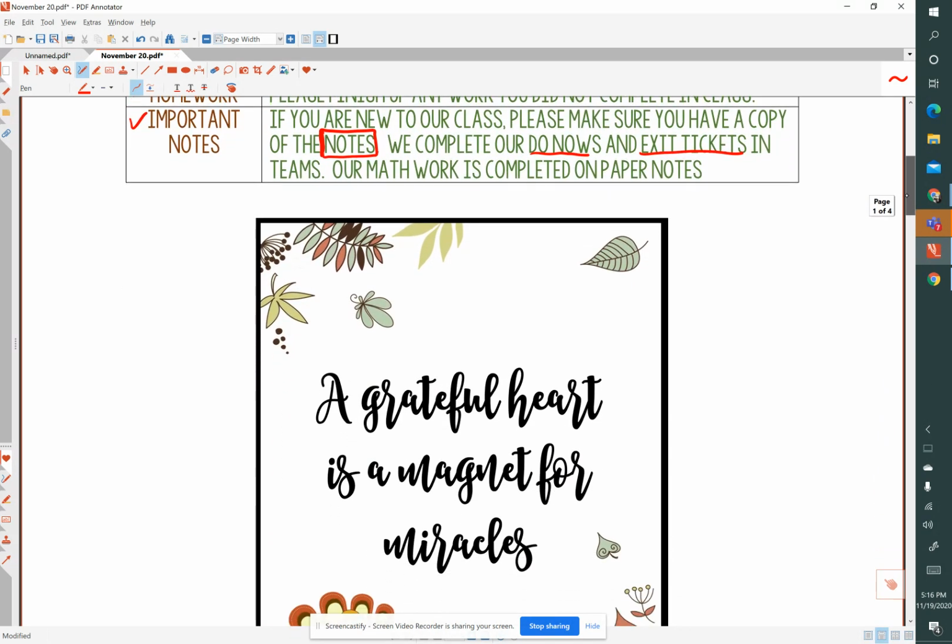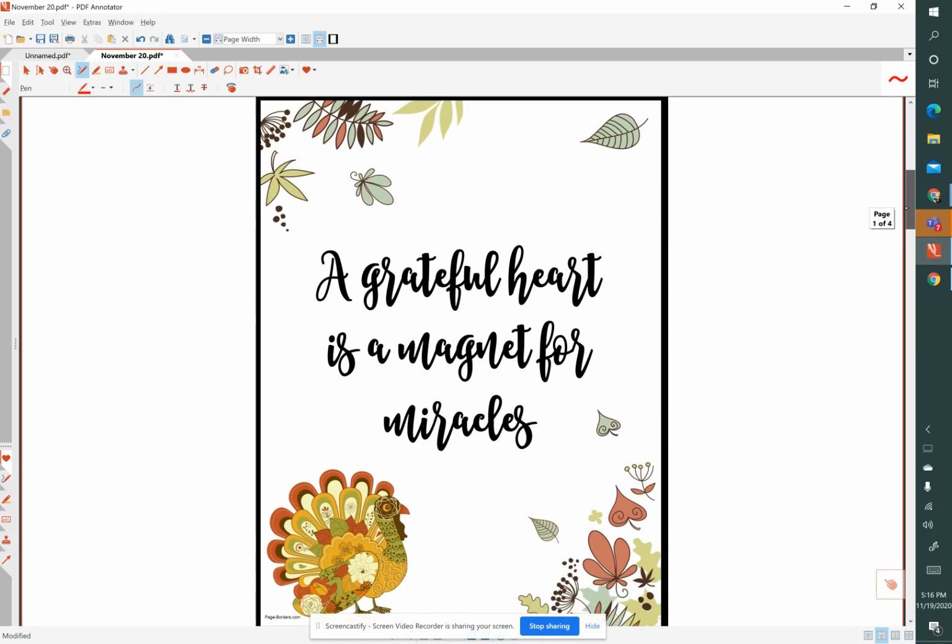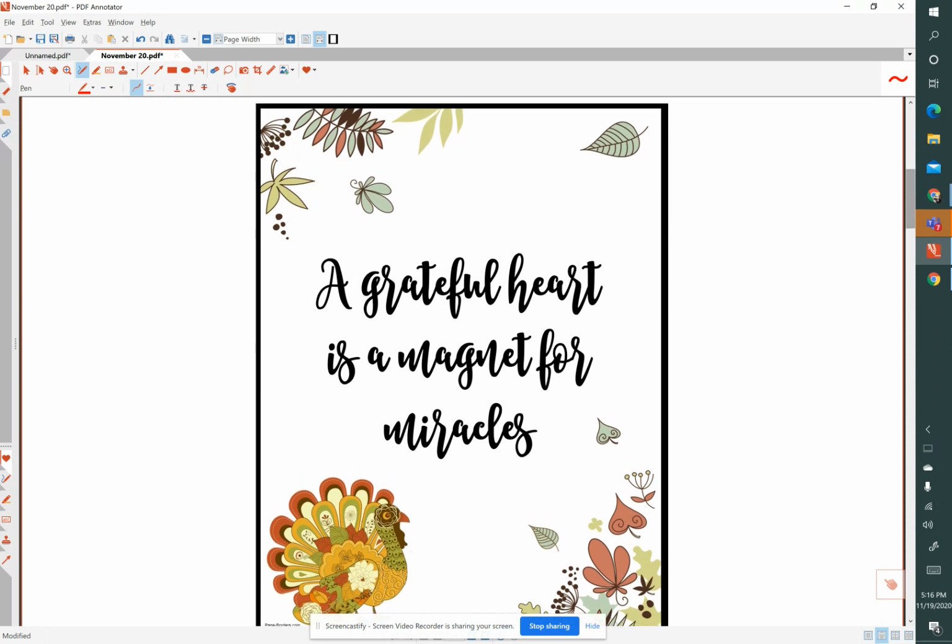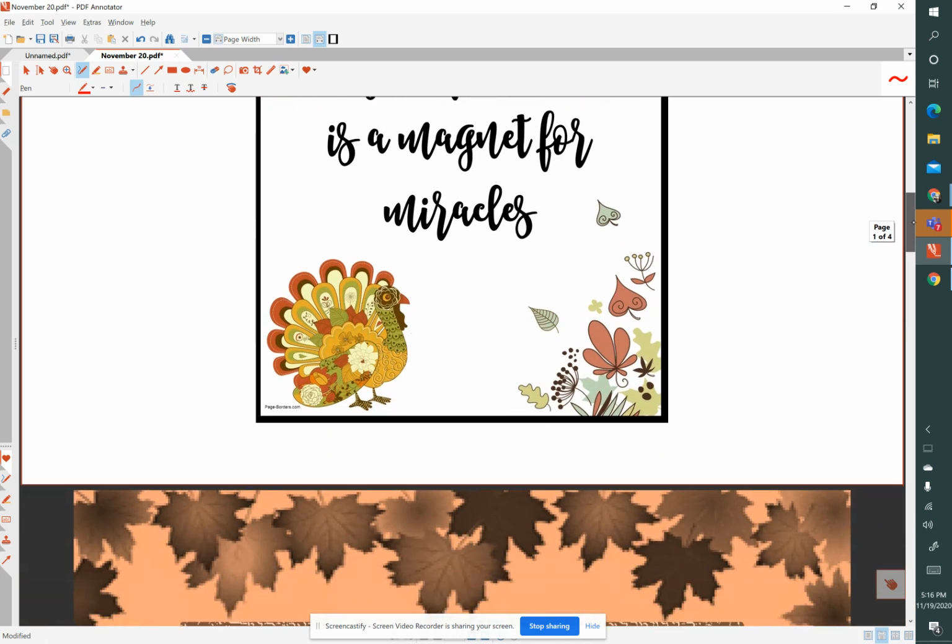And as always, especially for the new people, I like to have a little something special for you every day. And I thought this turkey was really fun. I loved the colors, I loved the patterns. And it says, a grateful heart is a magnet for miracles. So I guess what they're saying is if we are very thankful for things and very grateful for things, then good things will come to us. And I think that in my life, when I've been more thankful and grateful, I have attracted nicer things to happen to me. And I hope that happens to you too.